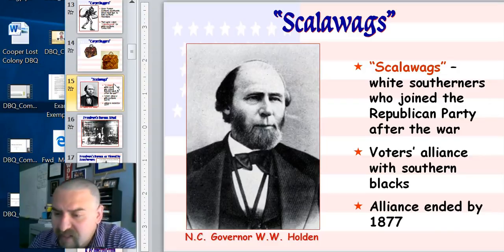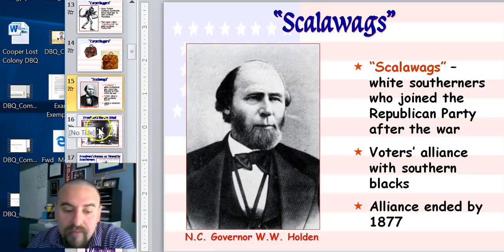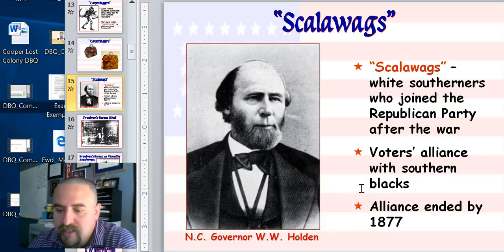The Southern Republicans are going to get the name scallywags, that they are low down, dirty, underneath a snake's belly because they are helping the enemy in their occupation. So North Carolina's governor is going to be W.W. Holden. Later, he will be impeached by Southern Democrats when they regain control of the state house and state legislature.